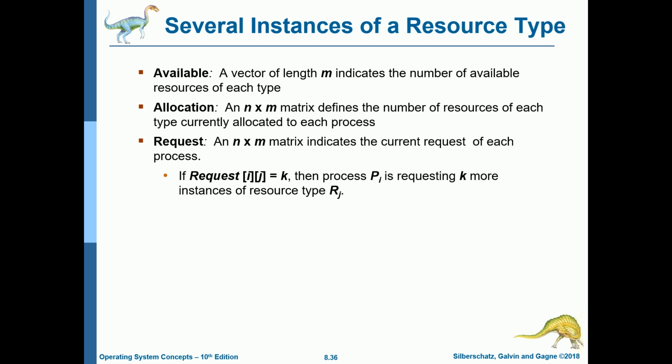The algorithm employs several time-varying data structures that are very similar to those used in the banker's algorithm. And you'll notice that this is very similar to the banker's algorithm. The first data structure is called available. This is a vector of length m, indicating the number of available resources of each type. Next, we have allocation. This is an n by m matrix that defines the number of resources of each type currently allocated to each thread. Next, request, an n by m matrix that indicates the current request of each thread. If request[i][j] equals some k, then thread T_i is requesting k more instances of the resource type R_j.